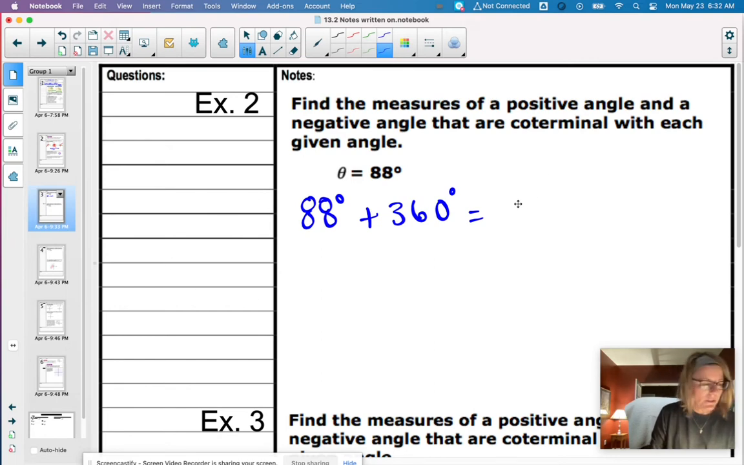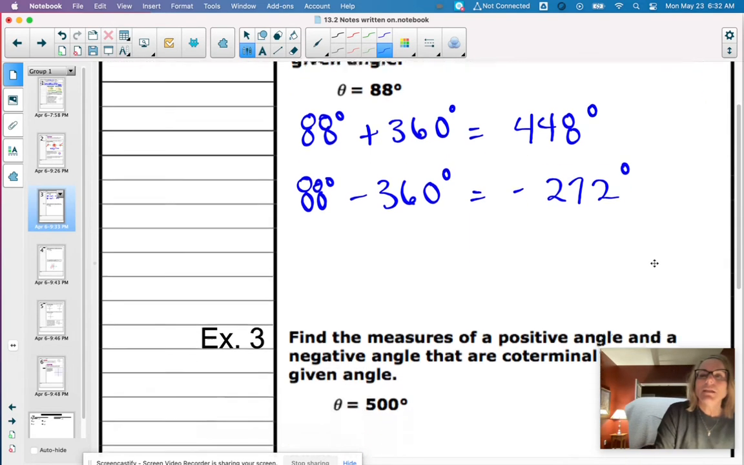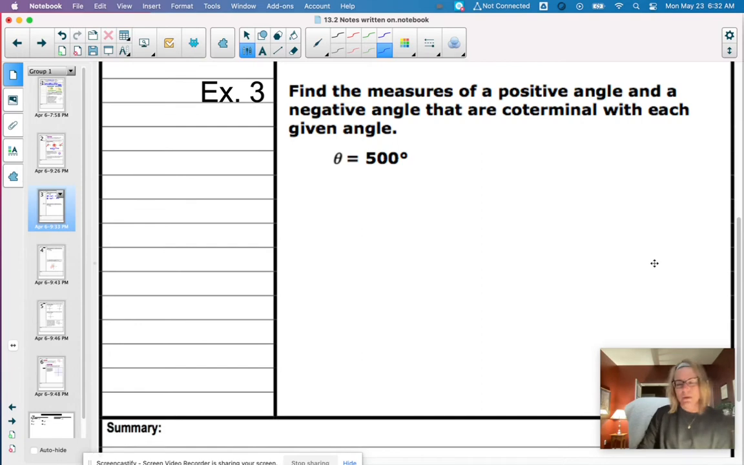So 88 plus 360, that's 448 degrees. And then you're going to take 88 degrees and subtract 360, and you're going to get negative 272 degrees. That's all you're doing. Now, in example 3, you're going to find out that we may have to either add more multiples of 360 or subtract more multiples of 360 so that we can get a positive and a negative.